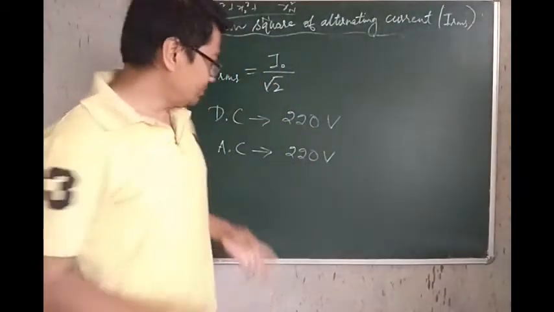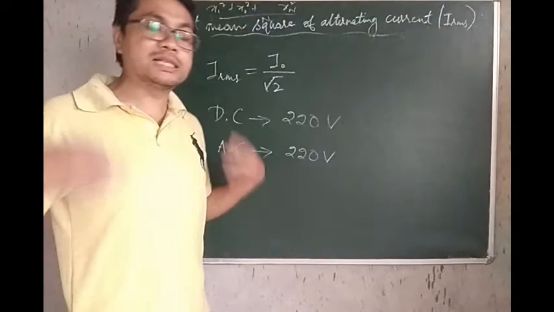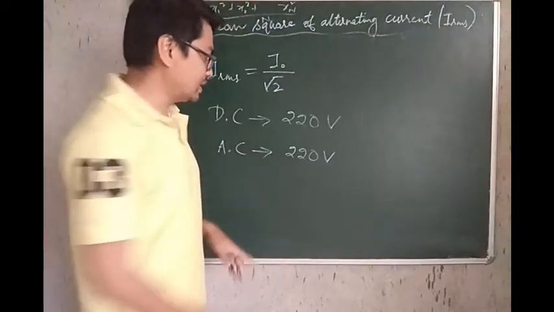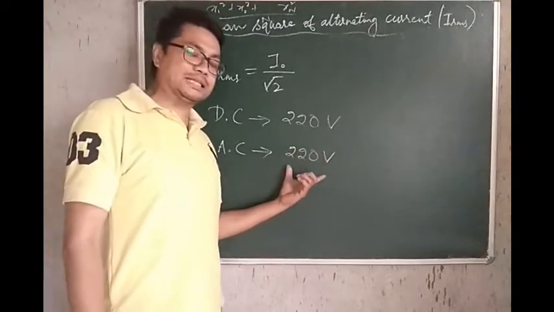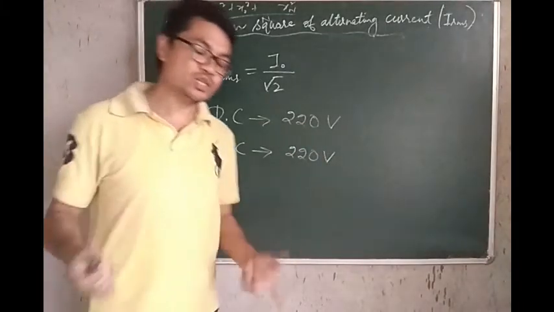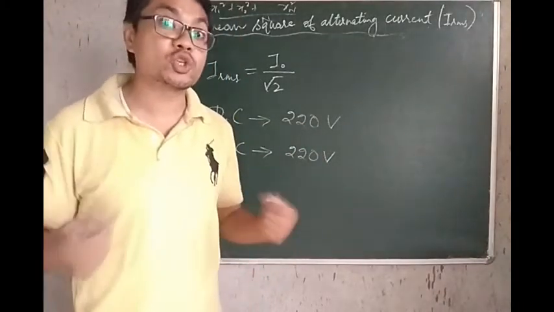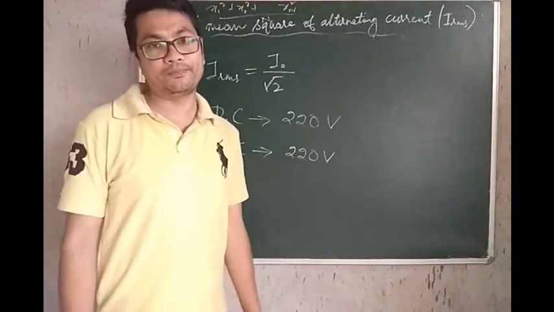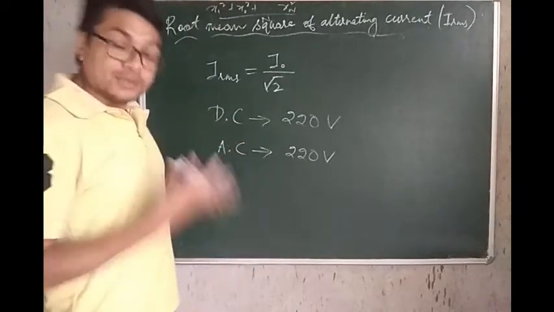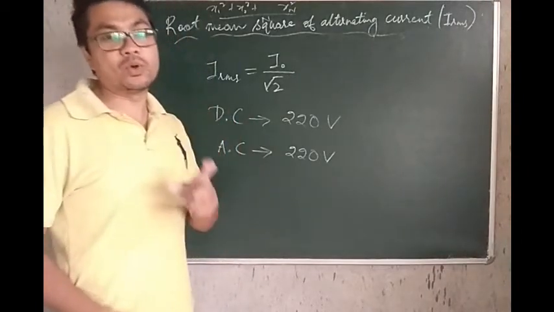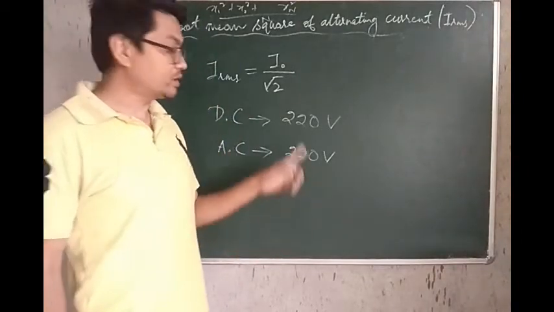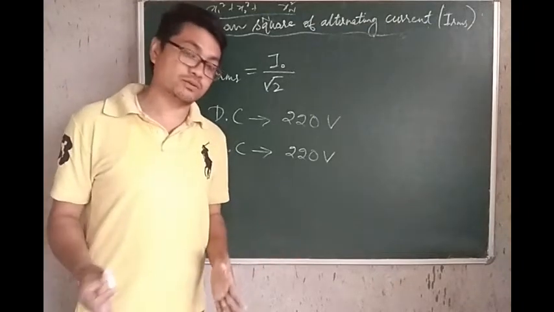Okay, so at home the alternating current voltage that is supplied to us is 220 volts. So we have 220 volts AC and 220 volts DC. The question is, which one will give you more electric shock? The answer is that AC will give you more electric shock. 220 volt AC will give you more electric shock.